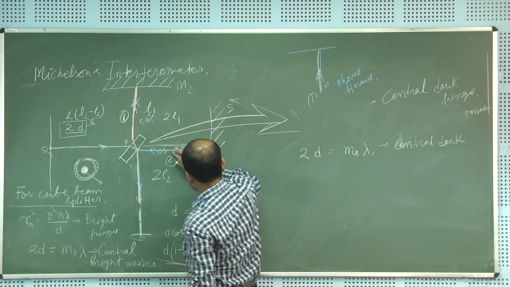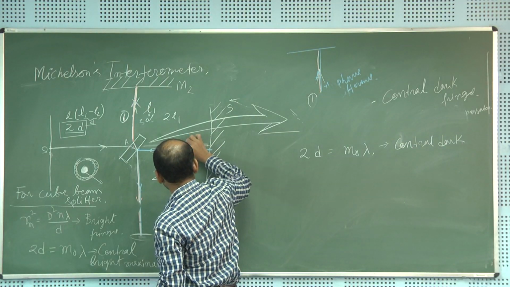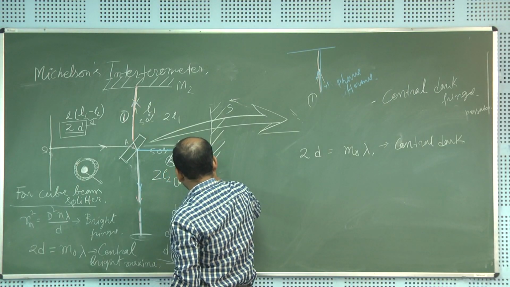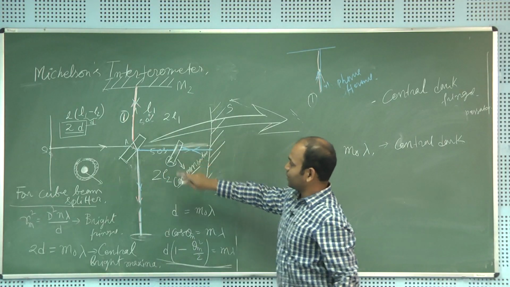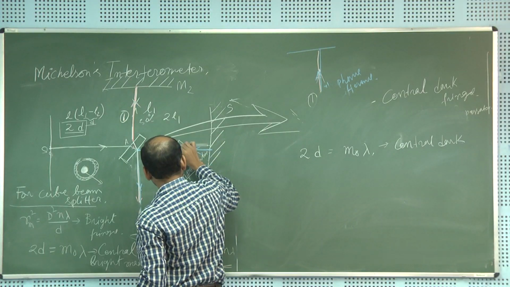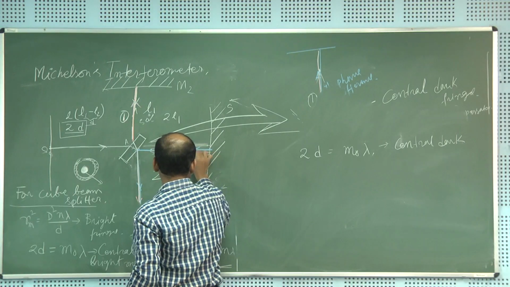And sorry, I have also used a compensator here, which I just mentioned. This compensator will not be required if you have a different kind of beam splitter. This is particularly for this kind of beam splitter.